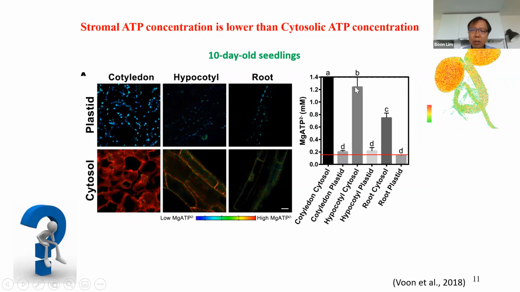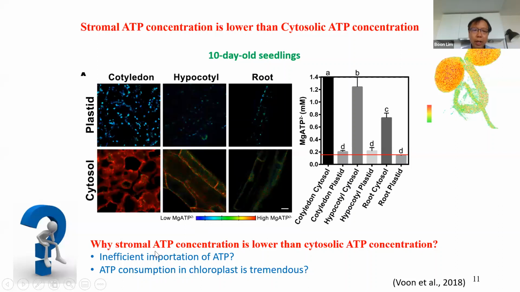And in the hypocotyl, it is in the detection range, and in the root cytosol, it is also in the detection range. It was about 0.7 millimolar in the root cytosol. However, in the plastid, it is very low, around 0.2 millimolar. So we have a question: why is the stromal ATP concentration lower than the cytosolic ATP concentration? There are two possibilities. One is inefficient importation of ATP, and the other is that ATP consumption in the chloroplast is tremendous.